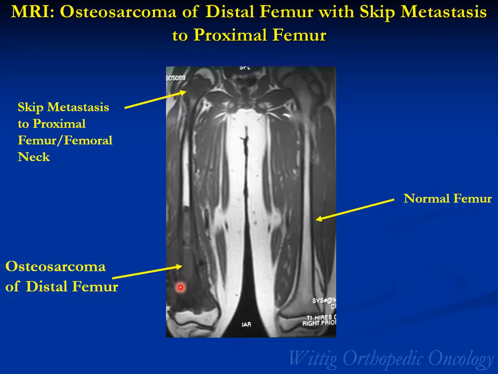Here's an example of an osteosarcoma with a skip metastasis. Here's an MRI, distal femur osteosarcoma. This is what a normal femur should look like on this side. And here is a skip metastasis in the femoral neck. So to treat this patient, if you're going to treat them surgically, you would have to remove the entire femur.